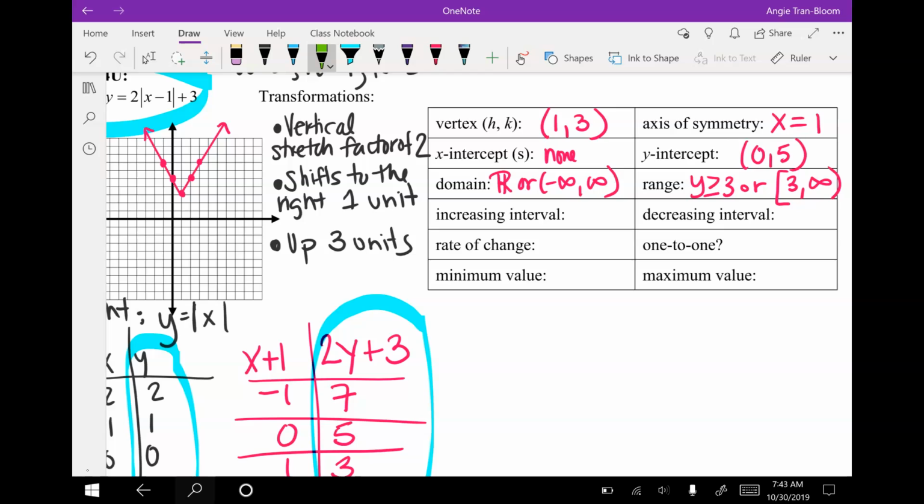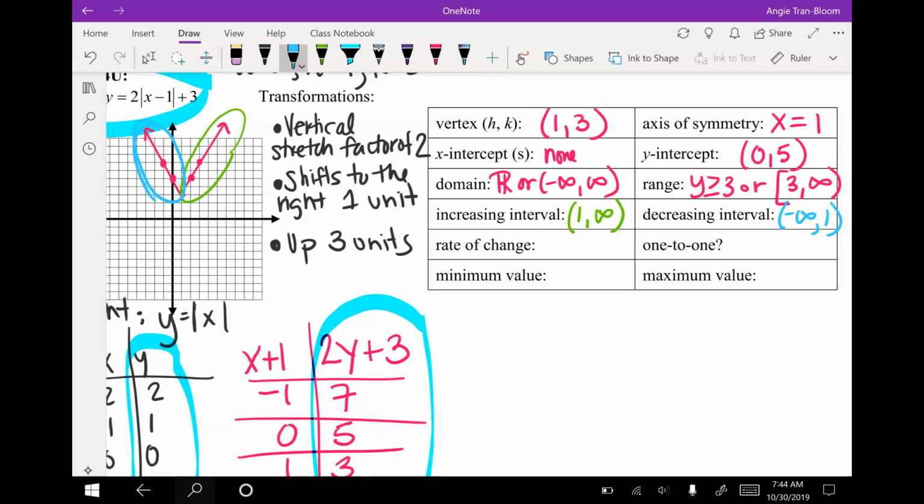Increasing interval from where to where? Remember, this is increasing right here when we have a positive slope. So where is that from? From, not 3, from 1, okay, to infinity. Remember, the axis of symmetry breaks off the increase and decrease in the absolute value function. How about decreasing function? This is a decreasing function right here. Where is that? -infinity all the way to 1.